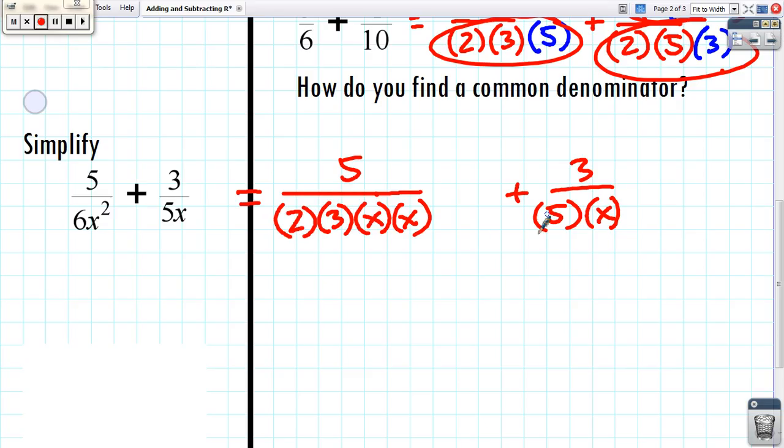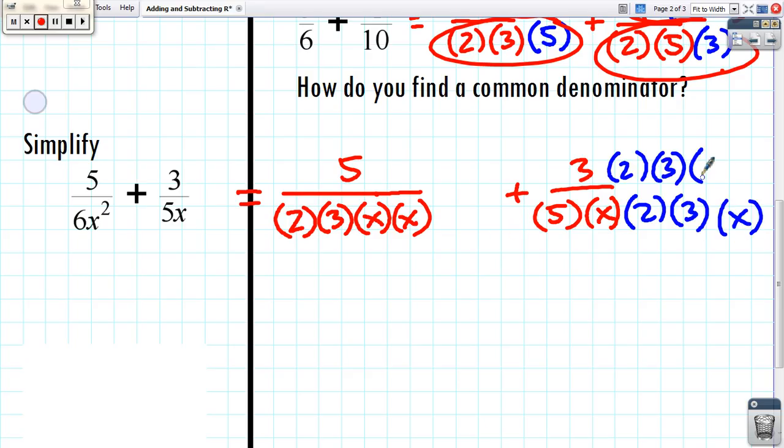So we think to ourselves, what do I need to do to make everything match? Well, this denominator over here needs a factor of 2 to match up here. Needs a factor of 3, and needs a factor of x. Now everything here matches with what's over here, but this one is missing a factor of 5 that this one has. So there we go. Okay, our denominators now match.